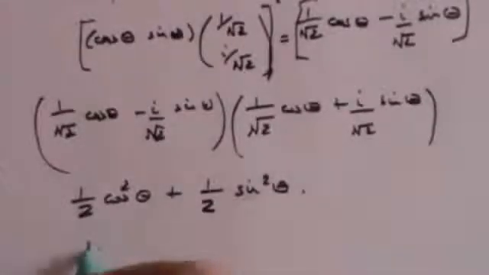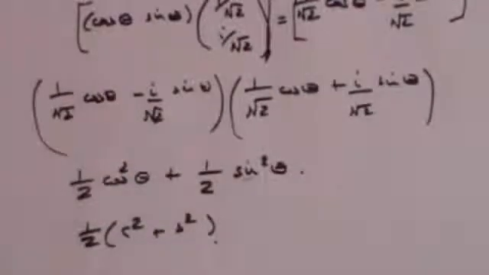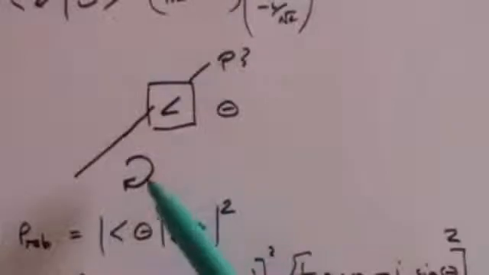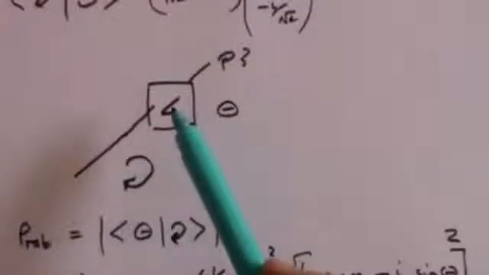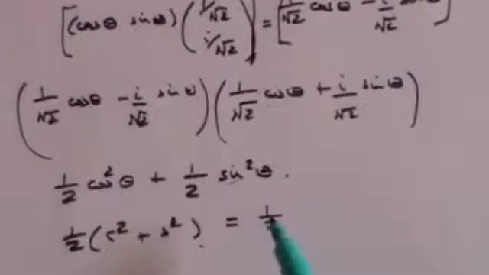And that's just a half into cosine squared plus sine squared, but cosine squared plus sine squared is 1. So that's just a half. So what we've just shown is if you take polarized light, and it will work whichever direction you take it, clockwise or anti-clockwise, put it through a polarizer at any angle theta, the probability of that light getting through is 1/2, irrespective of what theta is.